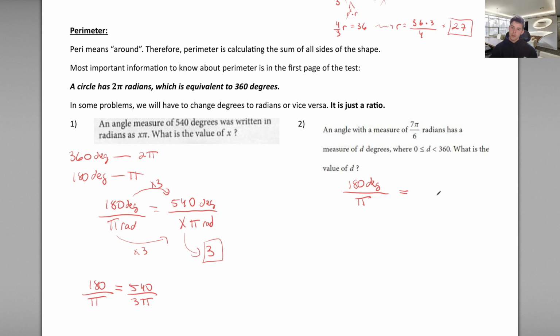So 7/6 pi radians is going to be equivalent to x degrees. What do we do? We multiply pi by, it's right in front of us, 7/6. So we have to multiply 180 by 7/6 as well, to keep the ratio constant. So 180 times 7 divided by 6 is 210. So x is 210. Pretty simple.